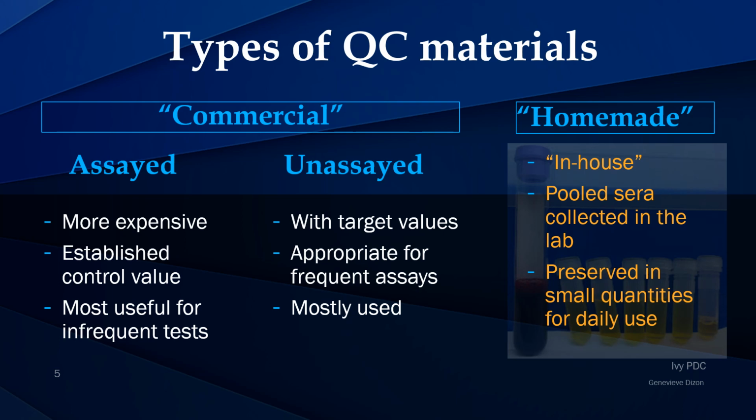Now, the second type of QC is homemade. We have introduced this earlier, so this is the in-house quality control material. These are the pooled sera collected in the laboratory, and they are preserved in small quantities, as you can see from the picture behind this. They are preserved in small quantities for daily use.